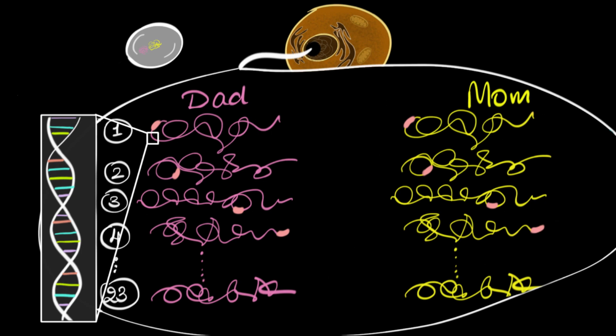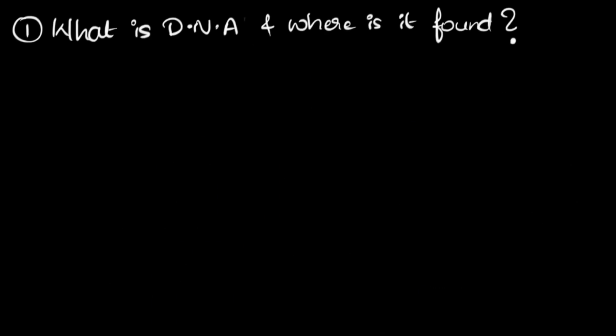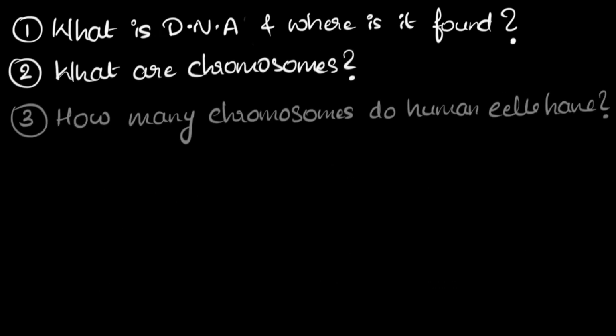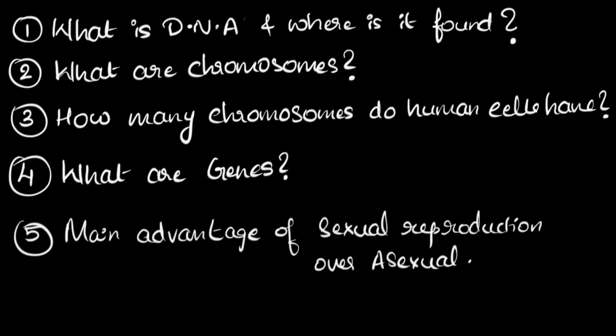So let's see if we can summarize and recall what we learned. So here are some questions for you. Can you recall what a DNA is and where it is found exactly inside a cell? What are chromosomes? How many chromosomes do human cells have? What are genes? And finally, what is the main advantage of sexual reproduction over asexual reproduction? If you have difficulty in answering any of these, don't worry, just go back and revisit the video.